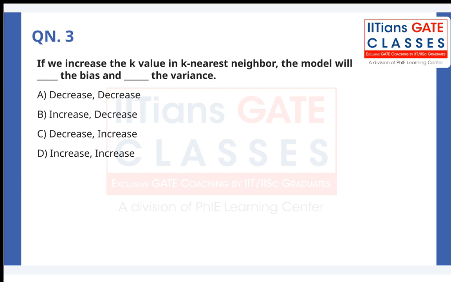Okay, so you may pause the video as well to know it, right? So actually what happens is, if you increase the value of k, then your bias increases while your variance decreases.